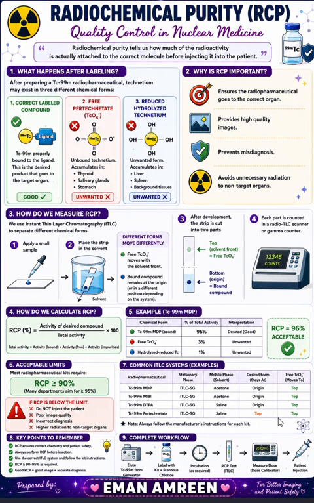In conclusion, radiochemical purity is a very important quality control step in nuclear medicine. It ensures correct chemistry, good image quality, and patient safety. Without good RCP, the scan results may be inaccurate. So before any injection, we don't only check the dose, we also check the purity of the compound, because the chemistry means safety.